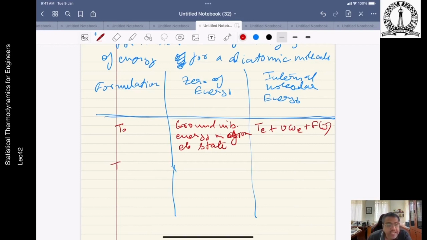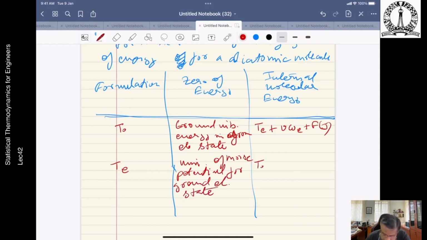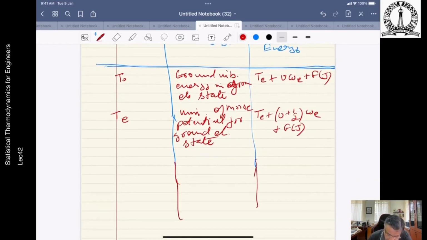Then if it is Te, this is the minimum of the Morse potential for the ground electronic state. So the total energy will now be Te plus half omega E plus Fj. And then there are two more, which are kind of new. One is D naught, which is the ground electronic state of dissociated atoms.